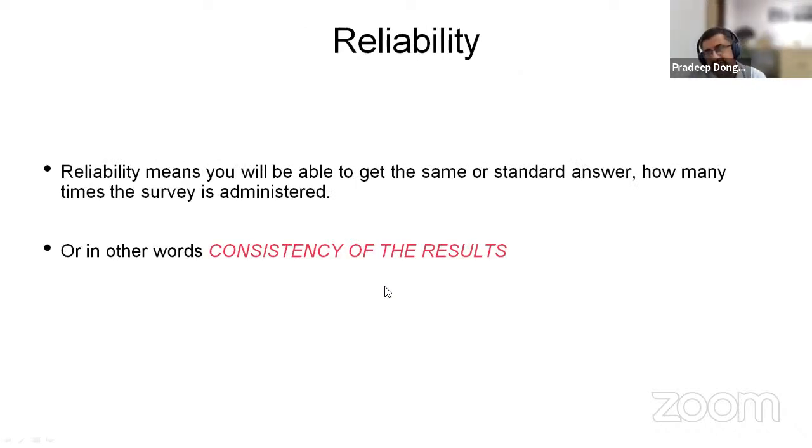After you validate your questionnaire, you need to see whether it's actually reliable. Reliability means you will be able to get the same or a standard answer however many times you administer this survey. In simple words, it measures the consistency of the results of your questionnaire. So it's very important to do that, and there are various methods to do it.